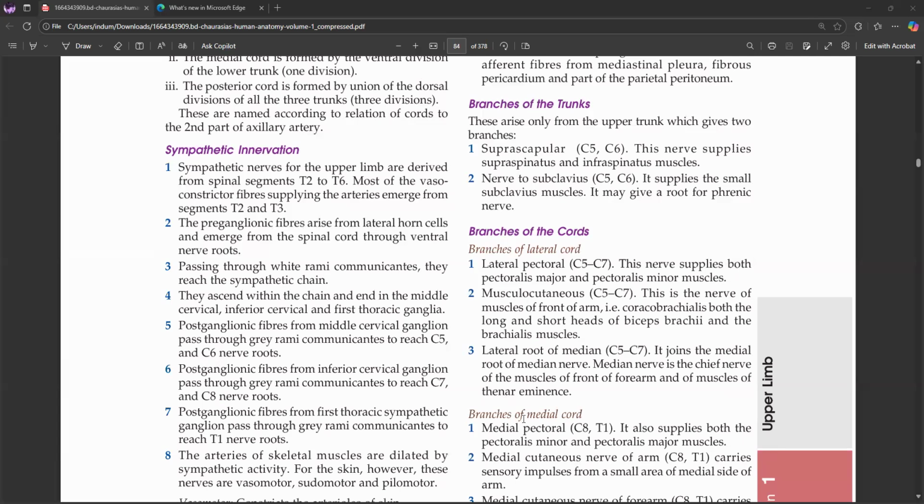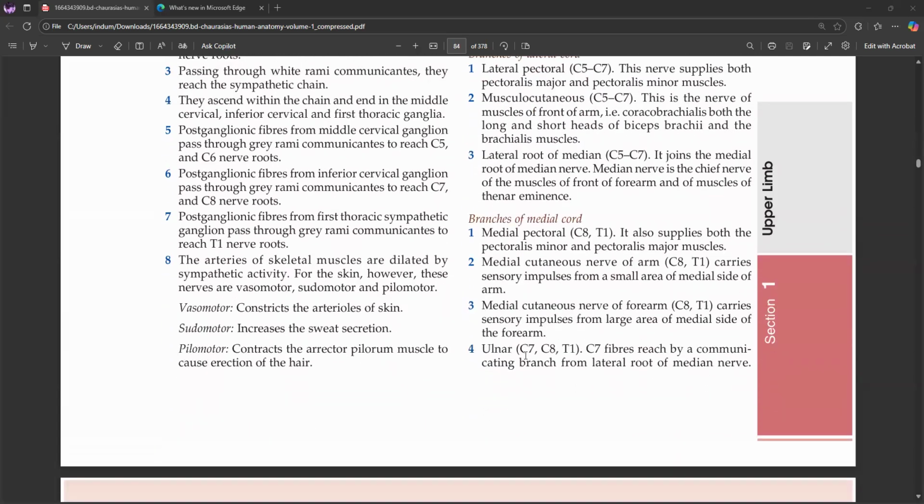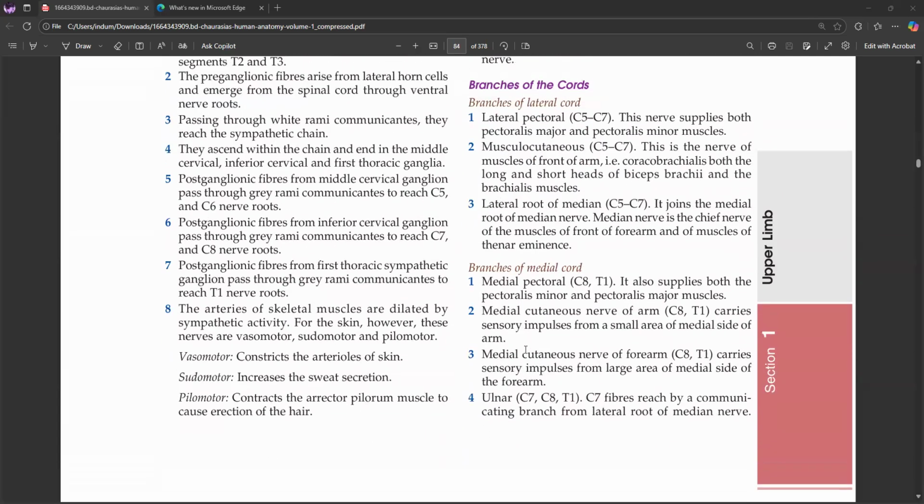Branches of the cords. Branches of lateral cord. Number 1, lateral pectoral, C5 to C7. This nerve supplies both pectoralis major and pectoralis minor muscles. Number 2, musculocutaneous, C5 to C7. This is the nerve of muscles of front of arm, that is coracobrachialis, both the long and short heads of biceps brachii and the brachialis muscles.